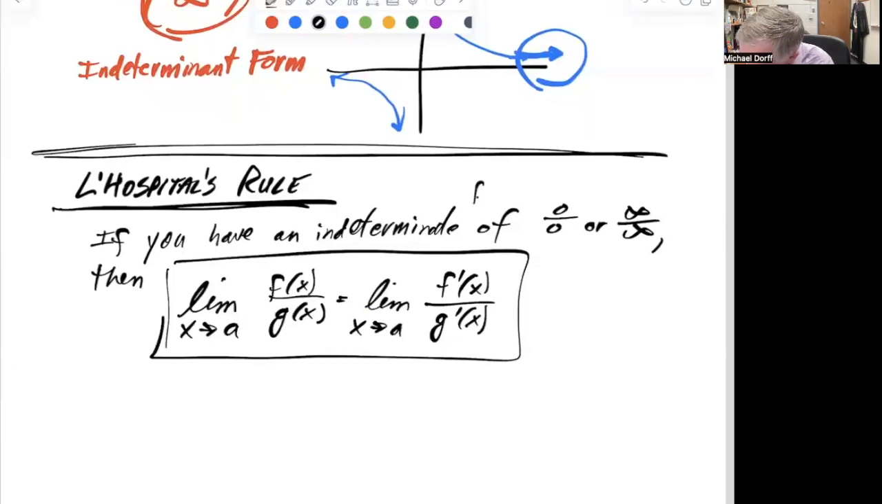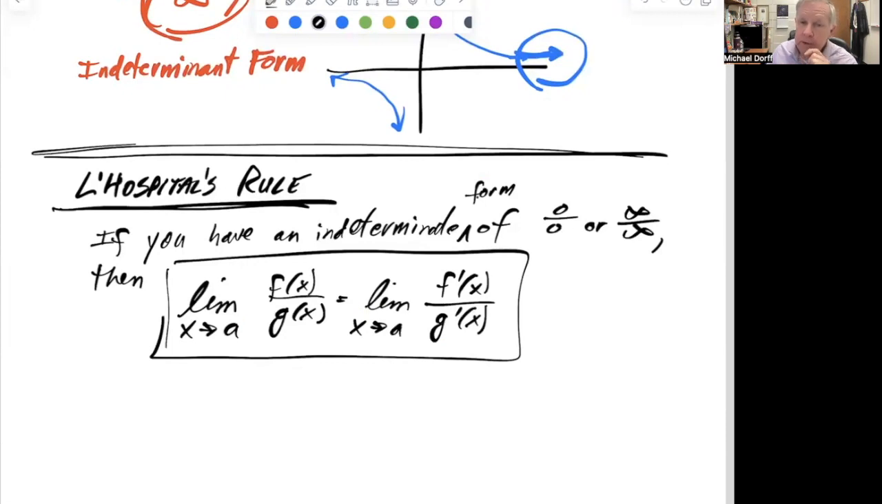Oh, let's see, I forgot the word form here. So let's just put that in there. Okay, if you have an indeterminate form of 0 over 0 or infinity over infinity, then you take the derivative of the top, and then you take the derivative of the bottom, and you rewrite them, and you can evaluate the limit, and it will give you the same value as the original limit.